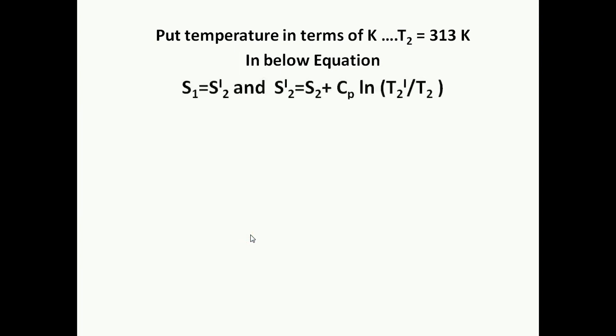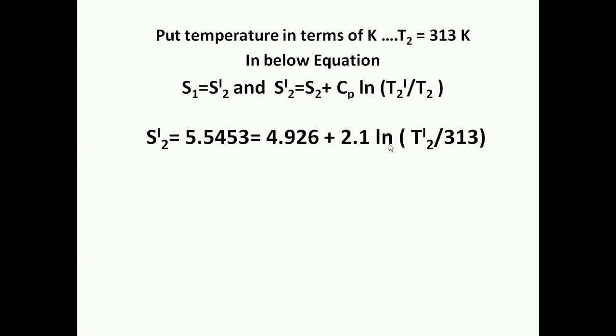By using that equation, put the value of T2 in terms of Kelvin, because you are taking the ratio, not the difference. That's why you want to put it in Kelvin. S2 dash, that is S1 is equal to S2. This is S2 is equal to Sg at what? Condenser temperature. Cp value is given, ln of T2 dash divided by T2. Therefore, S2, this is the equation. This is the T2 dash value.